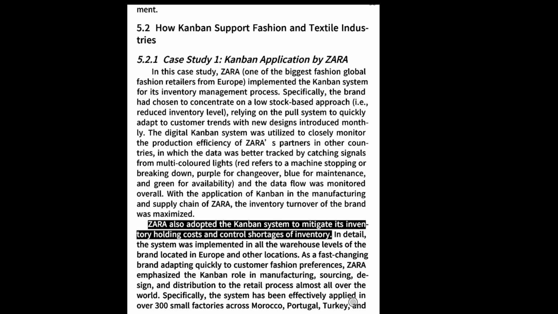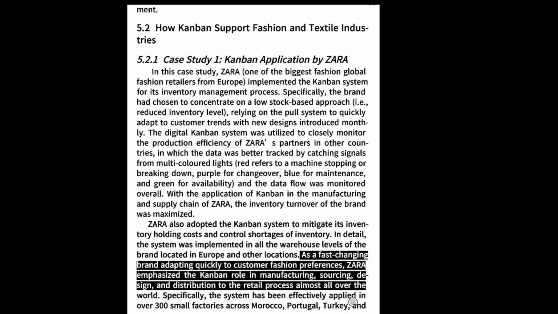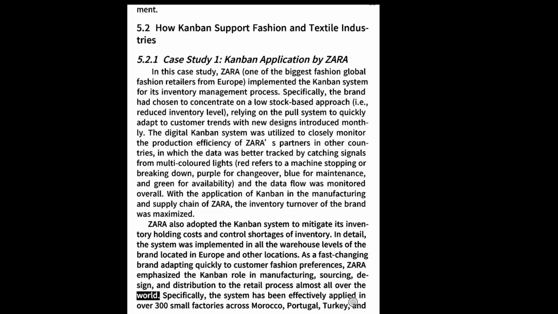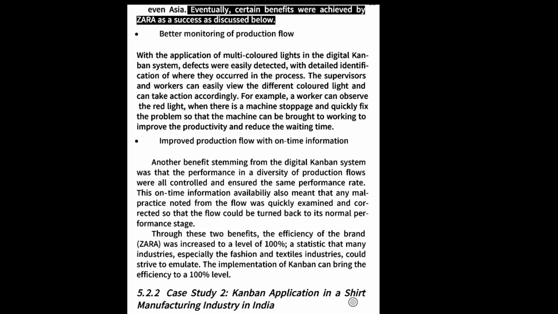Zara also adopted the Kanban system to mitigate its inventory holding costs and control shortages of inventory. In detail, the system was implemented in all the warehouse levels of the brand located in Europe and other locations. As a fast-changing brand adapting quickly to customer fashion preferences, Zara emphasized the Kanban role in manufacturing, sourcing, design, and distribution to the retail process almost all over the world. Specifically, the system has been effectively applied in over 300 small factories across Morocco, Portugal, Turkey, and Asia. Eventually, certain benefits were achieved by Zara as a success as discussed below.